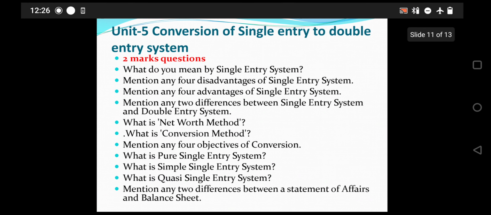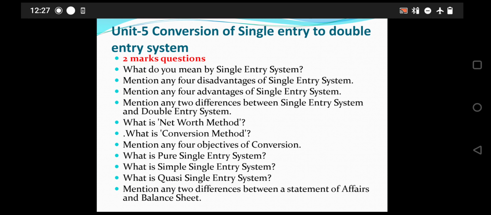And again, in branch accounting, you will not get any questions for section B or section C. And unit 5 is a major chapter which includes theory questions. The first question is, what do I mean by single entry system?